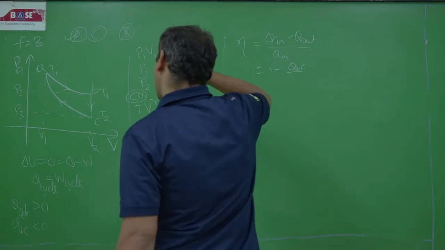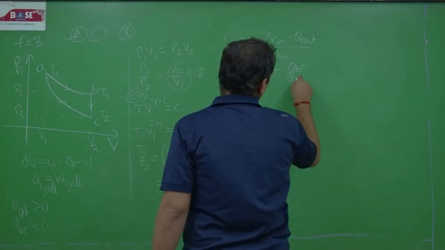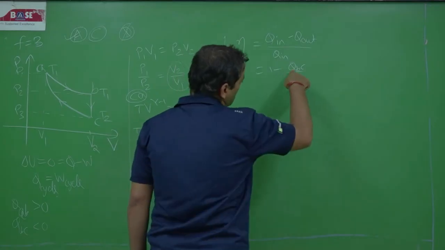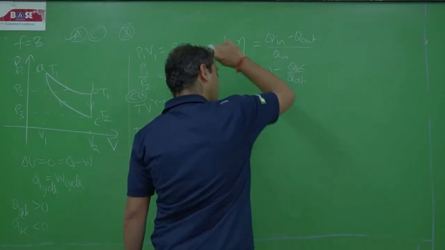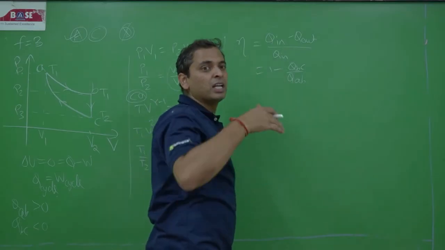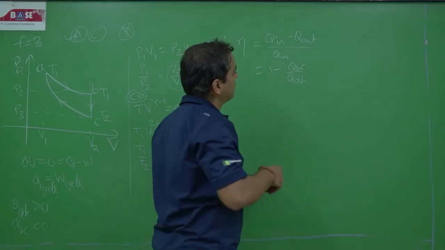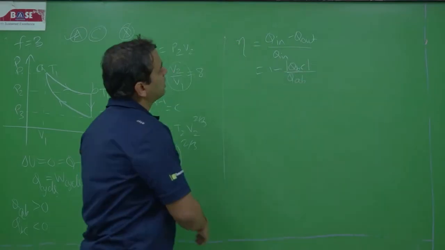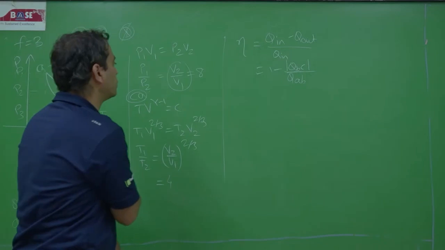In which process is the gas receiving heat? AB. QAB, that's it. But keep in mind, when we write this QBC, it has to be the amount of heat lost. The formulas that we have are generally for heat gained by the gas, heat received by the gas. So better make sure that we are taking the modulus of that quantity. So let's try to get expressions for QBC and QAB.